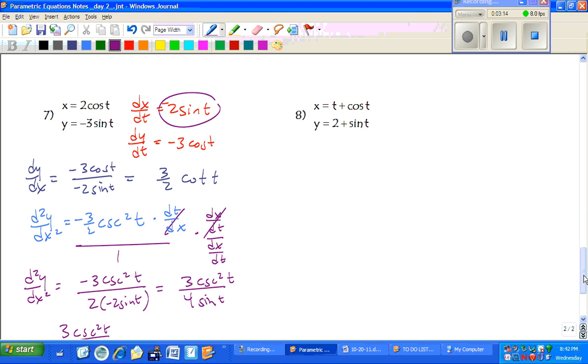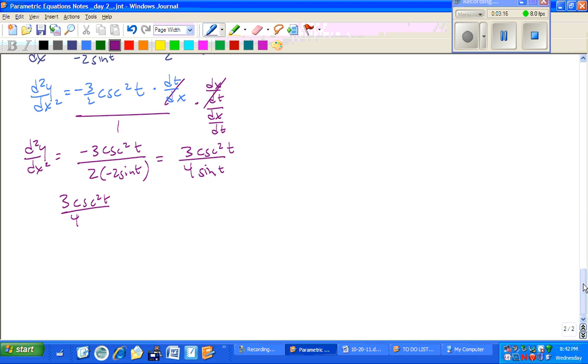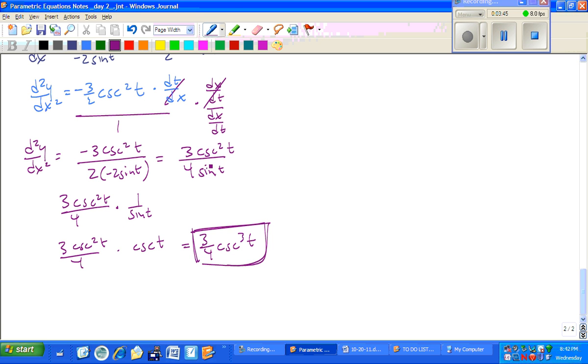If we want to get rid of that sine of t, that's like multiplying by 1 over sine. That's the same as cosecant of t. So technically, what we have here is 3/4 times cosecant cubed of t. Right? The 1 over sine is the same as cosecant, so we multiply that with the cosecant squared to give us cosecant cubed.